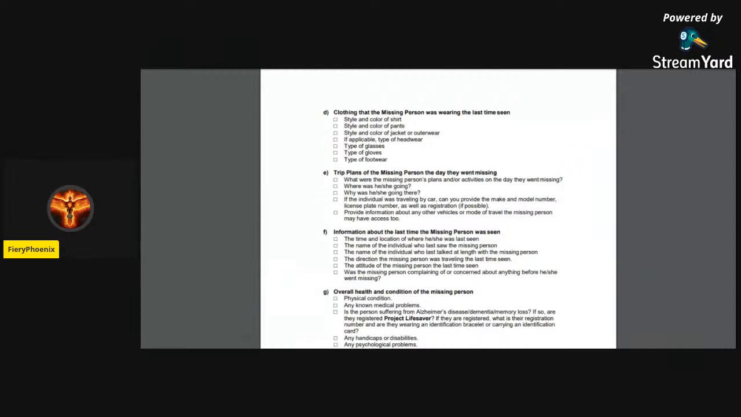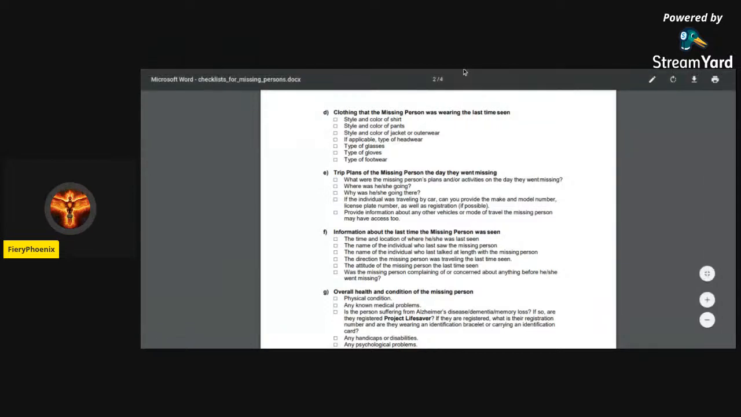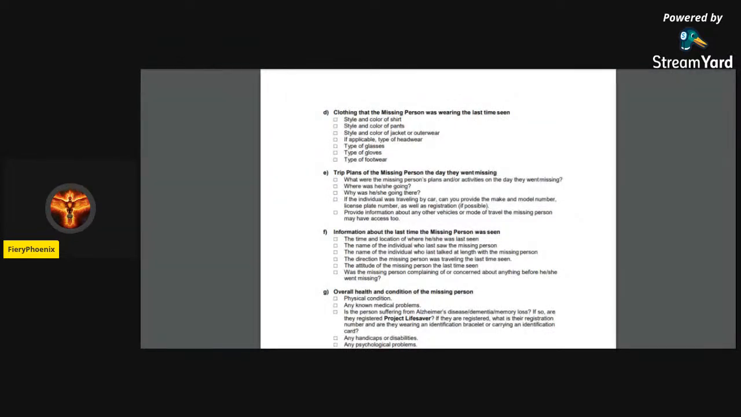The information on the last time the person was seen, the time and location of where he or she was last seen. Okay. And I wholeheartedly agree with this one. Oh yeah, it is important, Nora. The name of the individual who last saw the missing person. It could be a friend, a coworker, it could be anybody. Just try to get them out there.